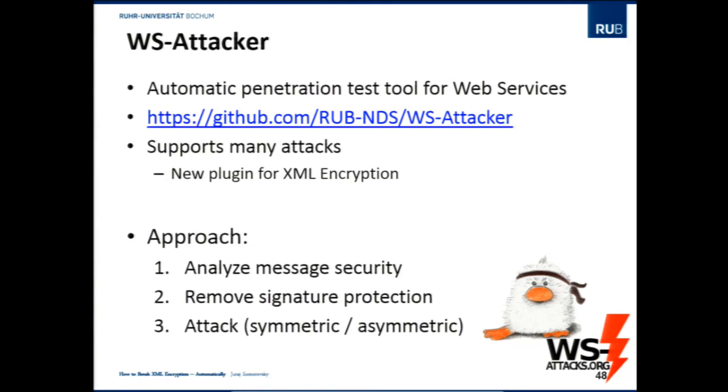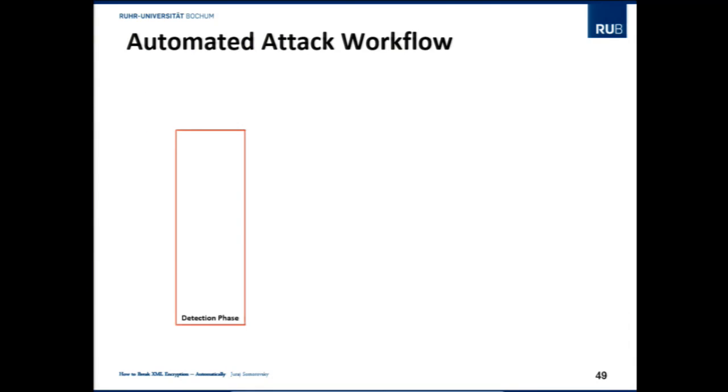It supports many attacks like SOAP action spoofing, WS-Addressing spoofing, and so on, also some denial of service attacks. And in our recent work, we implemented a plugin for XML encryption. So what is the basic approach behind this plugin? The plugin processes in 3 steps. First, it analyzes the message security, so what protections the message has. Then it removes the signature protection if there is one, and afterwards it executes the attack automatically. Okay, so once more.